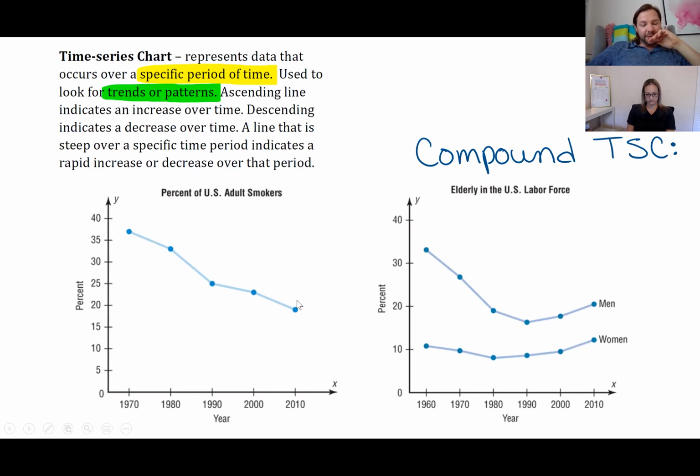And a line that is steep over a specific time period indicates a rapid increase or decrease over that period of time. I can say that some of our FGCU students work for Hertz now, and they do these sorts of time series analyses for demand in different markets for Uber and Lyft.